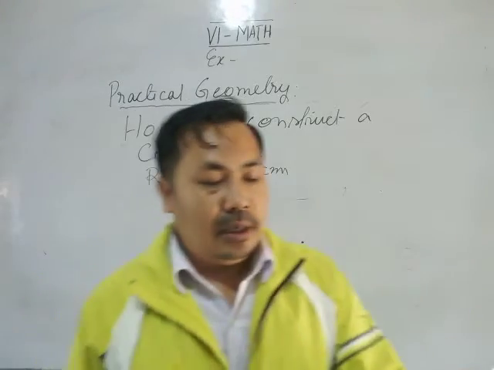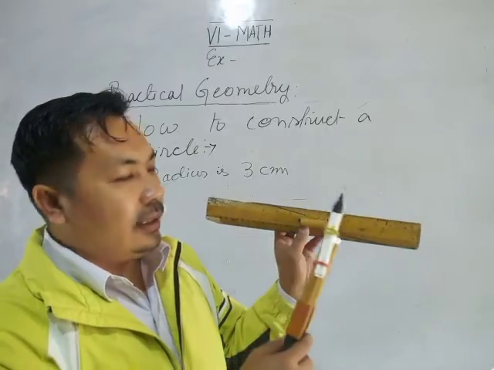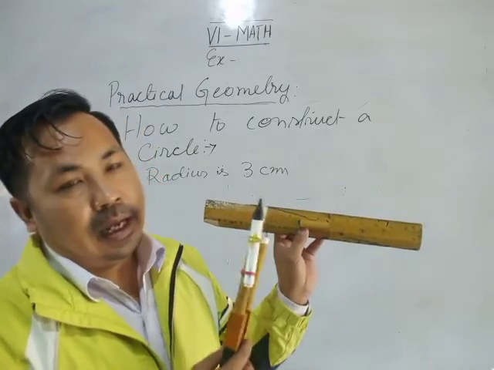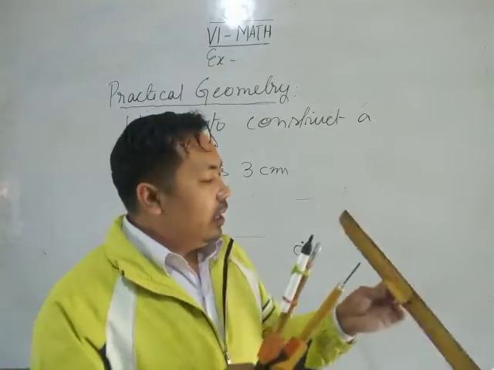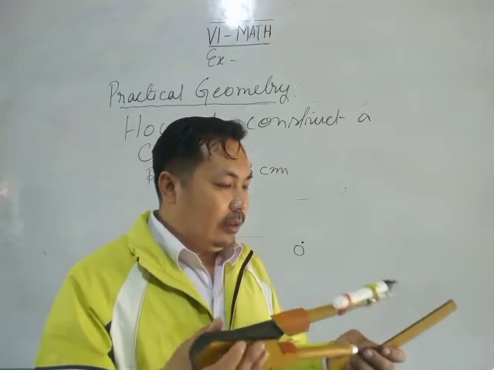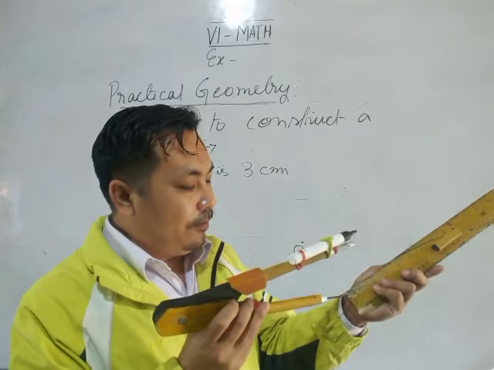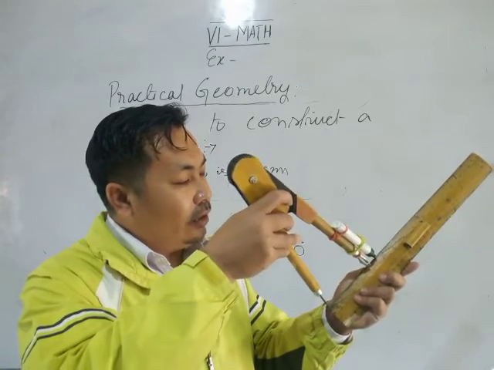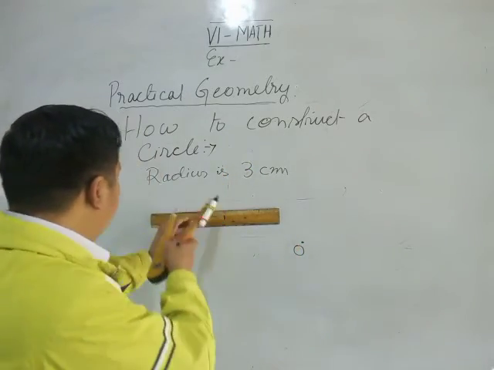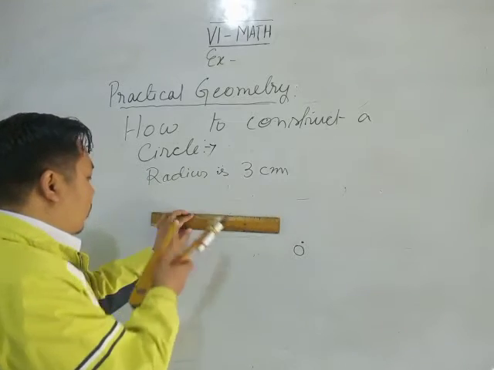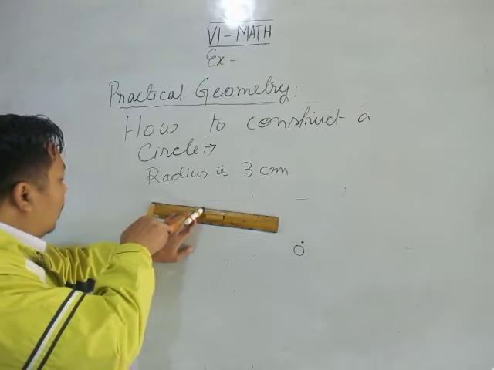Now I have here the ruler. Rulers have scale markings here, and we are going to use these scales to get the 3 centimeter radius on this compass. Always start to measure from 0 and then 3. So I got here 3 centimeters. Like this. Just a little more. Yes.